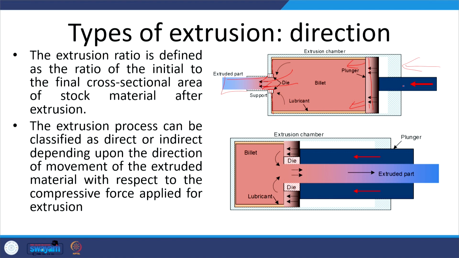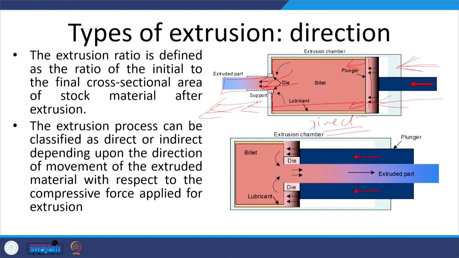So, when force is applied through the ram and the material after extrusion starts flowing in the direction of the force being applied, then we call it direct extrusion. Here the force is applied in this direction and the material starts moving during the extrusion in the same direction.